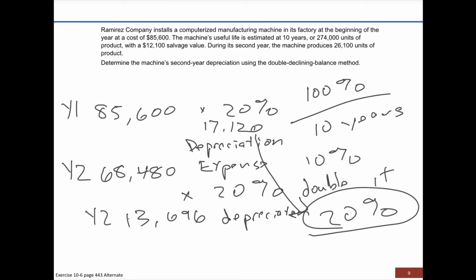Yes, sir? Why did you go with 20%? Okay, that is because this method we chose is called the double declining balance method. The reason it's called that is because of the double. Okay? Any other questions on that?